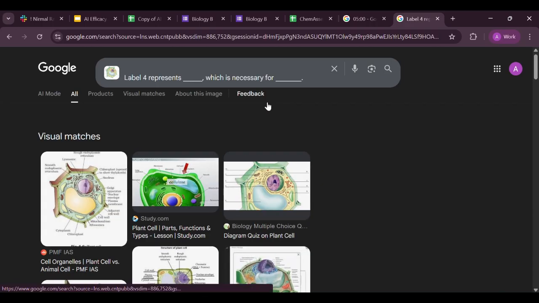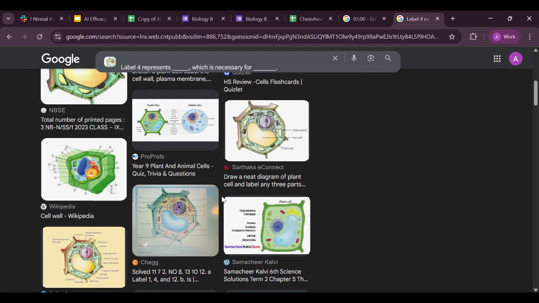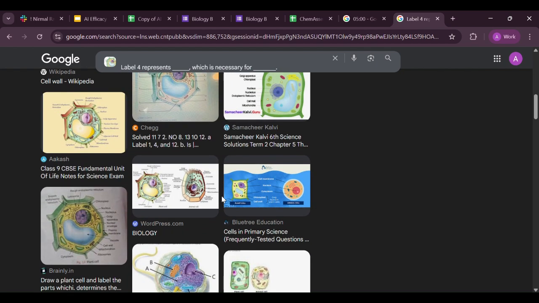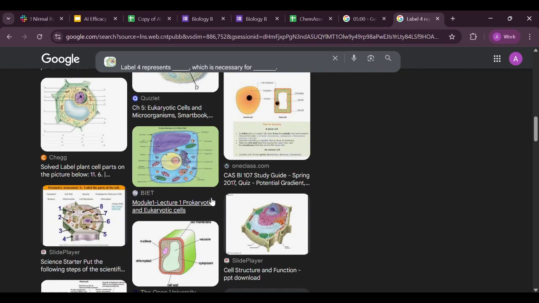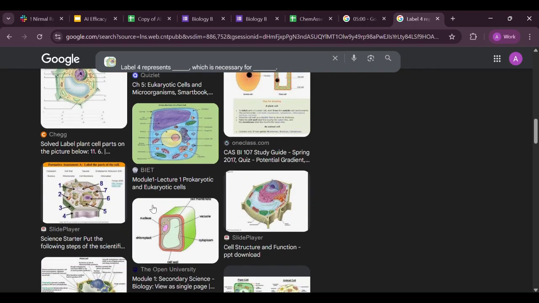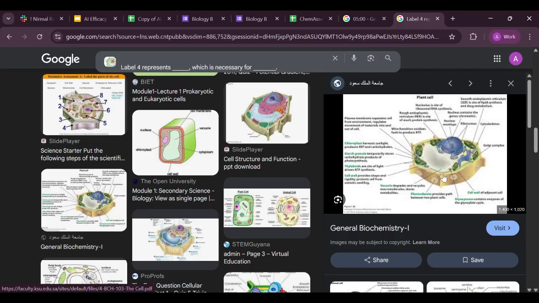Okay, it is giving many photographs of this plant cell. Let's check the most relevant, which will be helpful for us. I guess this is the most relevant according to me, as it is giving a lot of detailed information in the image.